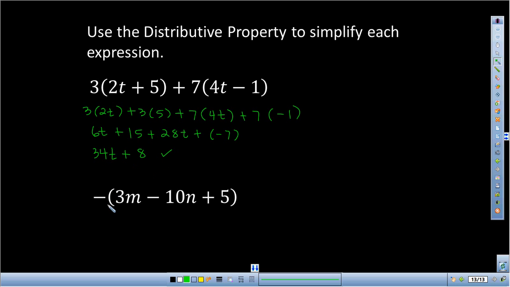Okay, in our next expression we have a negative in front of the parentheses. The negative means we're multiplying by negative 1. When we multiply by negative 1, each term in the parentheses gets switched to its opposite. The opposite of 3m is a negative 3m. The opposite of a negative 10n is a positive 10n. And the opposite of a positive 5 is a negative 5. We'll write that as subtract 5. And as we look at that expression, there are no like terms, and so we got our final simplified expression.